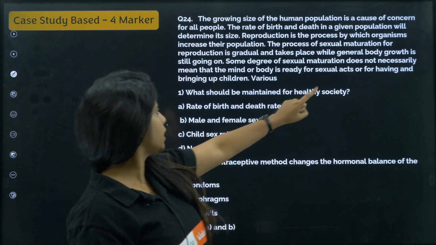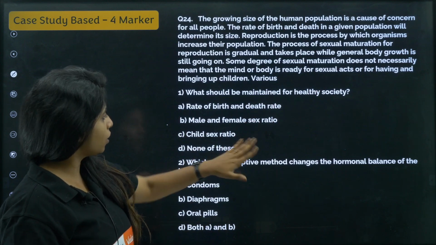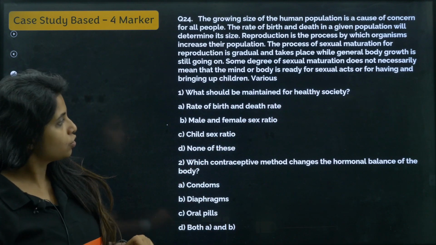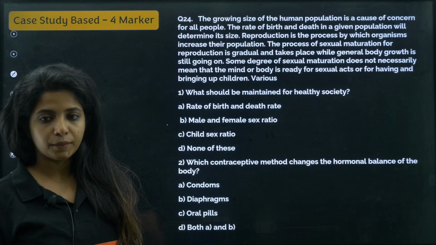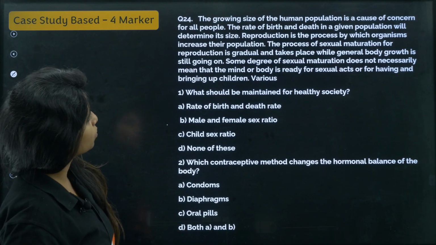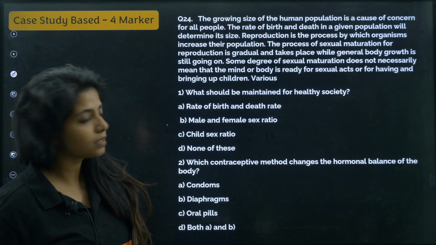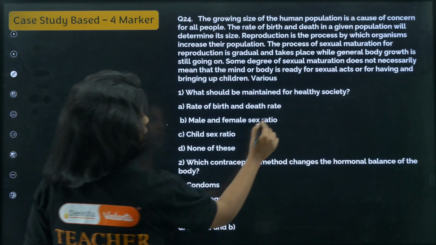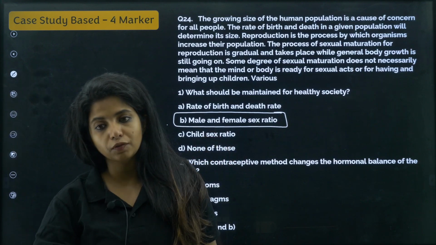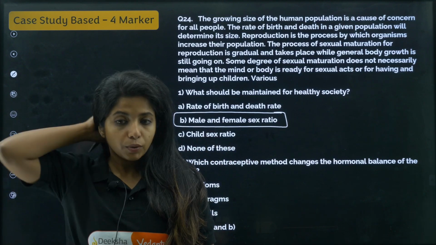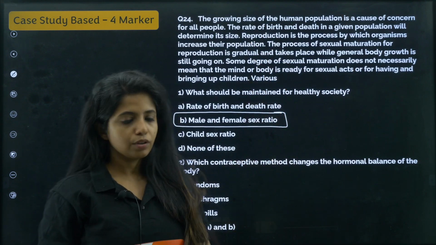What should be maintained for healthy society? Rate of birth and death rate, male and female sex ratio, child sex ratio, none of this. For a healthy society, what has to be maintained? Actually, this question comes out to be wrong. Basically, it should be male and the female sex ratio. It has to be maintained. Just think there are lots of male, but there are less females. Do you think reproduction will happen? No. Do you think it's a healthy society that is going to be there? No. Same thing. If there are a lot of females, there is less males, then also same thing. So this becomes the answer.